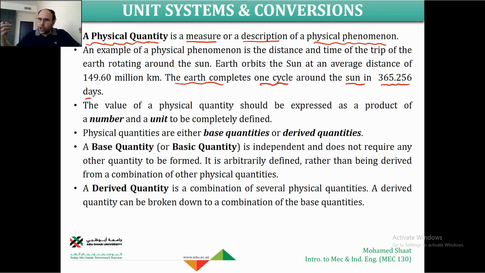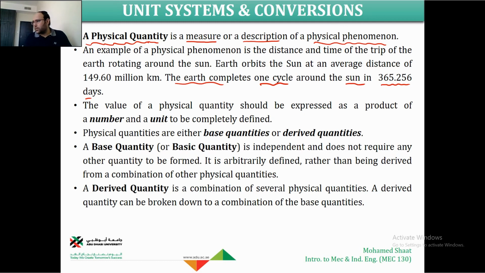To be described, this phenomenon requires a physical quantity. This physical quantity is 365.256 days. This is the physical quantity itself that gives a value, a meaning, a description to this physical phenomenon, which is the rotation of the earth around the sun. So the rotation of the earth around the sun is the physical phenomenon. How can we describe it? We need one or more physical quantities, like the time, the 365 days. This time is a physical quantity.